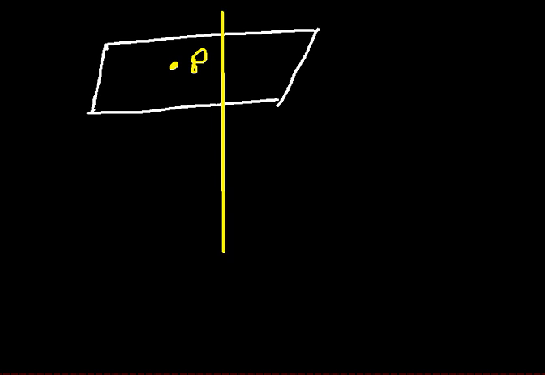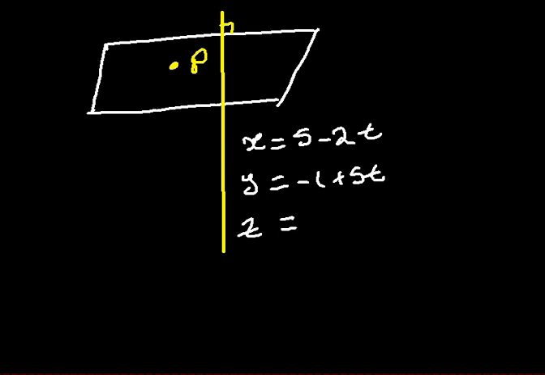Let's say the line is being given with symmetric equations given as, let's say, x is equal 5 minus 2t, and y is equal, let's say, negative 1 plus 5t, and z is given as, let's say, 16. Now let's say the point on the plane is given as, let's say, 1, let's say 2. Let's say that is the case.